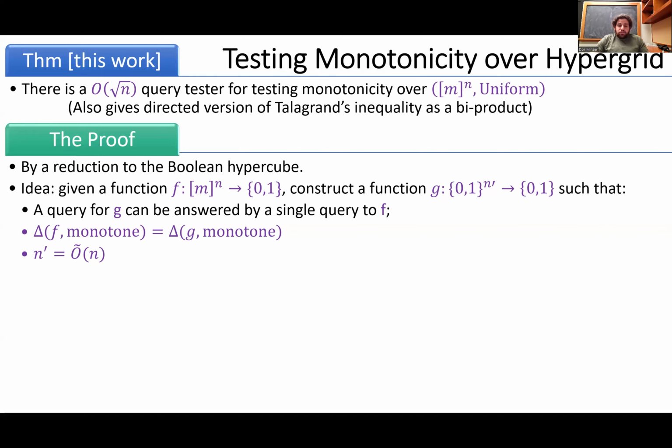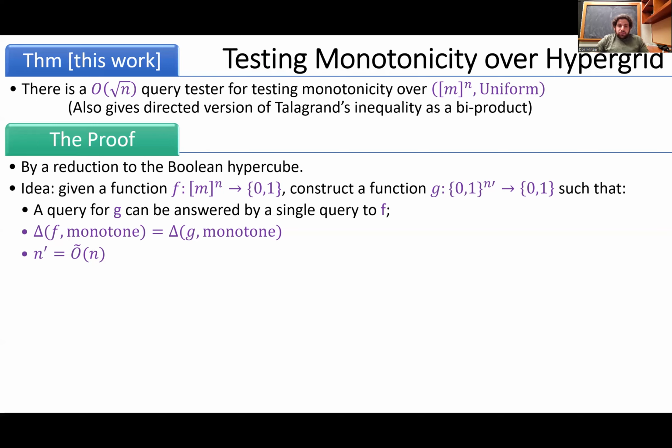Secondly, we want this transformation to preserve distance from monotonicity. In particular, if f is monotone, we want g to be monotone. And if f is far from monotone, then we want g to be also far from monotone. And lastly, we want the dimension n prime of the g function to be not too much larger than the dimension of f. In particular, we would like it to be n maybe times some polylogs of n.